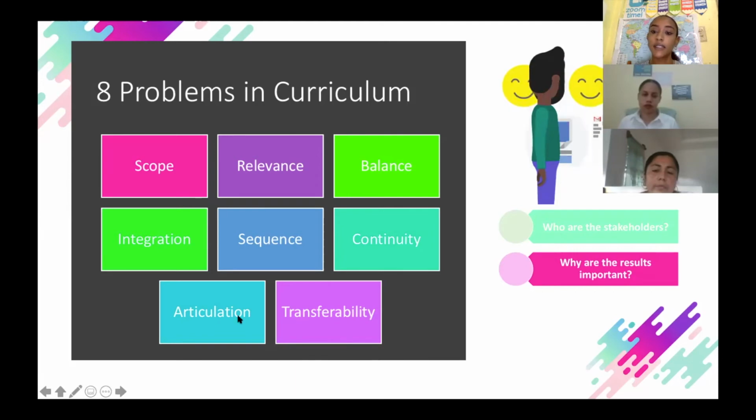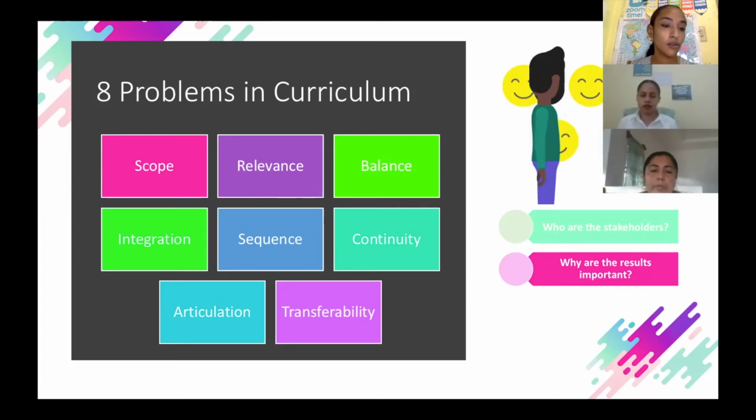Articulation. Articulation is the flow between different grade levels. We want to eliminate any gaps in between. Transferability. Transferability means we want to ensure that it is easy for students to transfer from one institution to another.